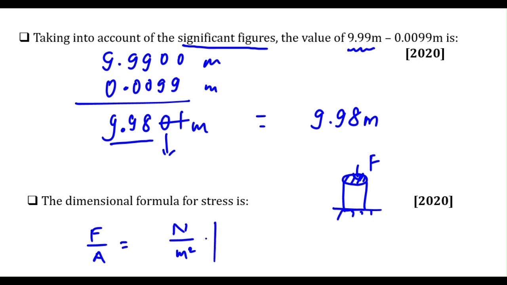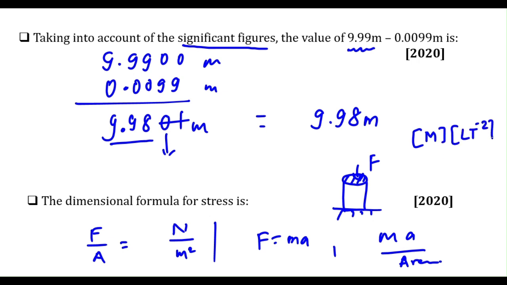And now Newton, of course, we can do further simplification. Force, we can write mass into acceleration, and then we have mass, acceleration, and here area. Okay. So mass has dimension of M, and acceleration has L T to the power minus 2, and area has L to the power 2. And then we can simplify further. Then we will get our final result, M L to the power minus 1 T to the power minus 2. This is the dimensional formula for stress.